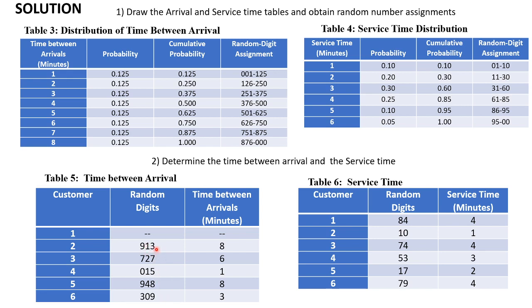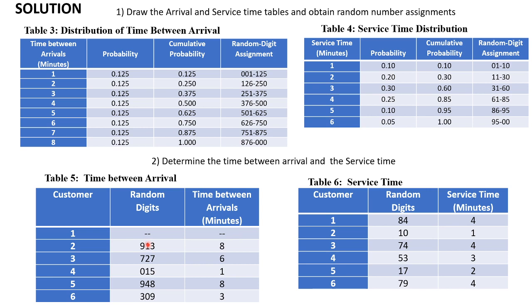Now we are going to assign the random numbers. When you pick the first one, this is dash, there is no interval time here, so the random digit we assign to it is nil. Then time between arrival is nil. So the first random number here, for customer 2, is 913.